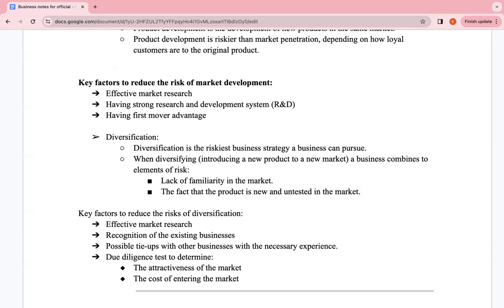Key factors to reduce the risk of diversification. Again, effective market research. Since it's something you can use to reduce risk for everything, like market development, product development, and now diversification, you can talk about effective market research, which is basically where they check the pricing of their competitors, the demand of customers, and their target customers, like who they want to sell to, etc. Recognition of the existing businesses, so like I previously mentioned, possible tie-ups with other businesses with necessary experience. We'll be talking about when two businesses, let's say, merge, later in chapter 1. And due diligence to determine the attractiveness of the market and the cost of entering the market. These are key things that the business has to take into consideration.